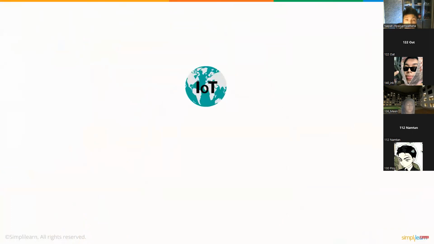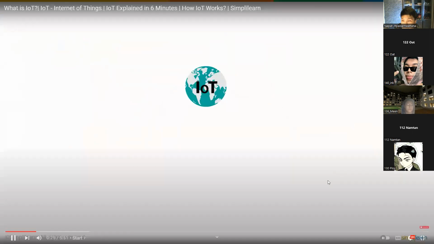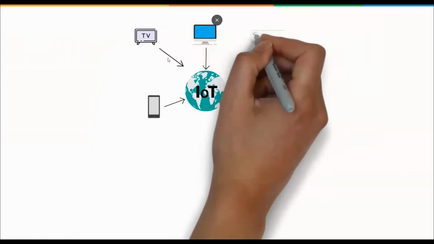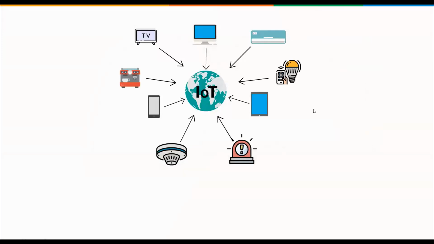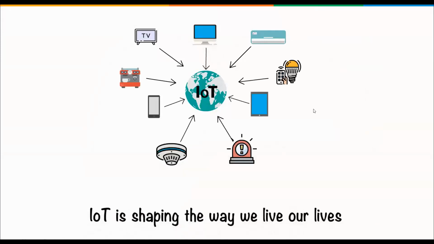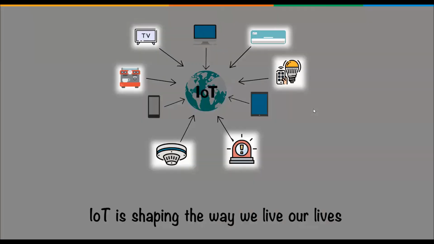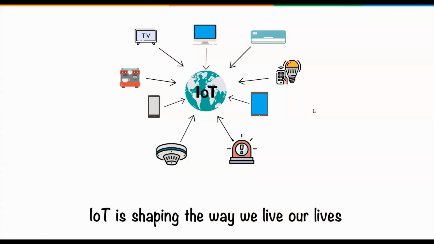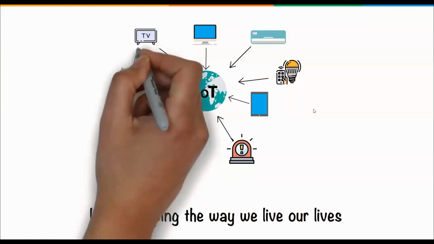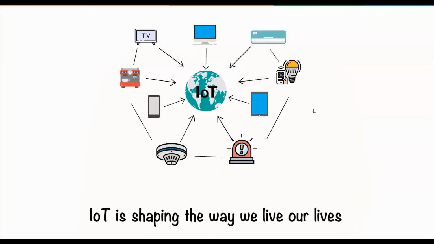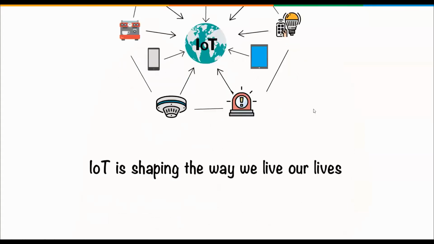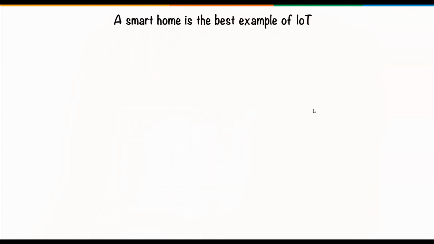Until recently, access to the internet was limited via devices like the desktop, tablet, or smartphone. But now, with IoT, practically all appliances can be connected to the internet and monitored remotely. IoT is shaping the way we live our lives. It helps us get a better insight into the working of things around us. So, what exactly is the Internet of Things? IoT is a system of interrelated devices connected to the internet to transfer and receive data from one to the other. A smart home is the best example of IoT.